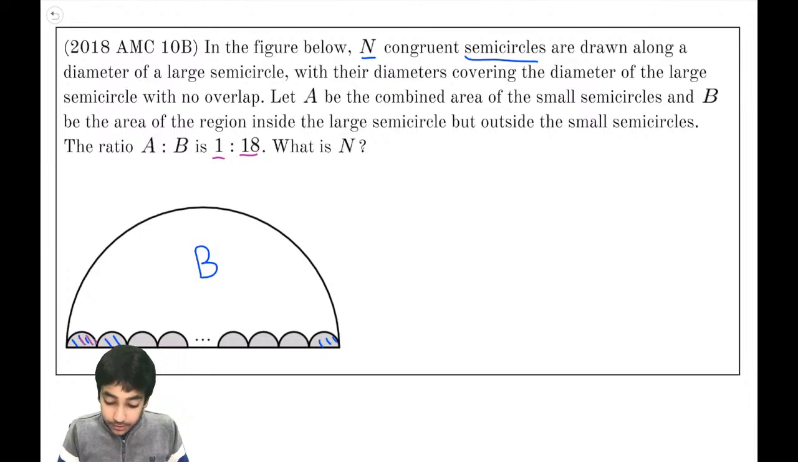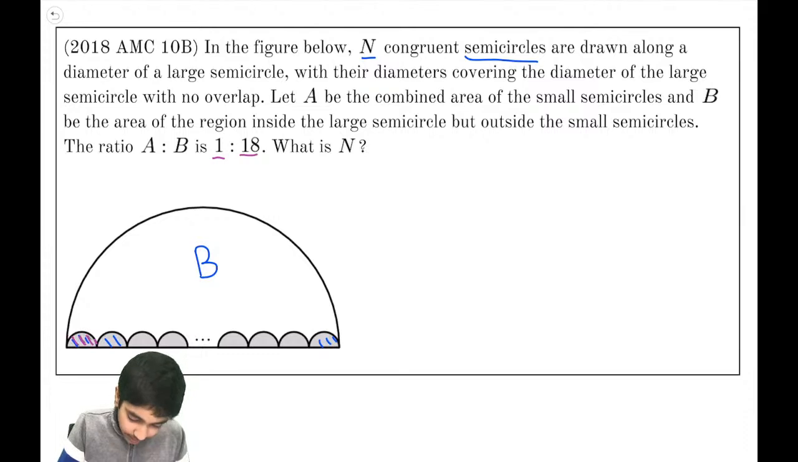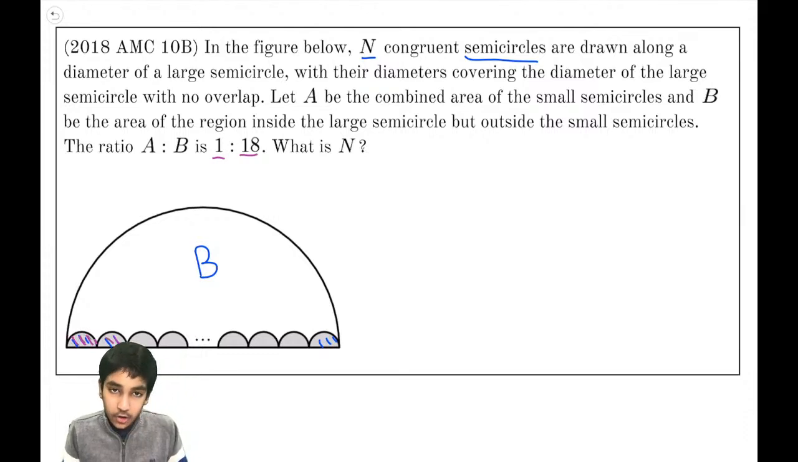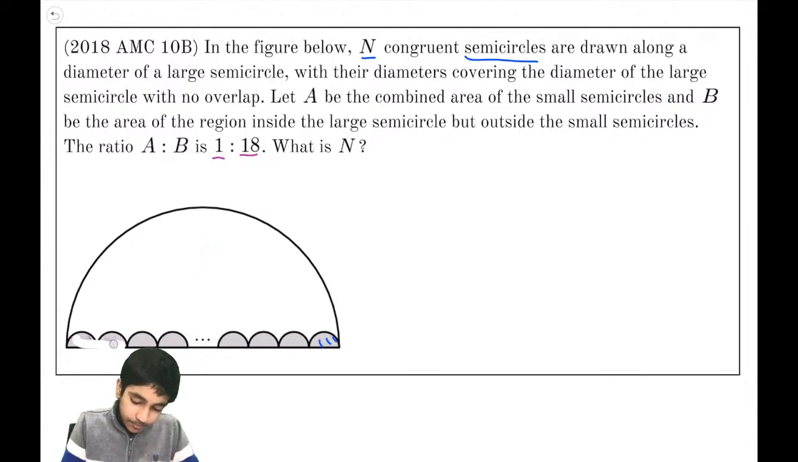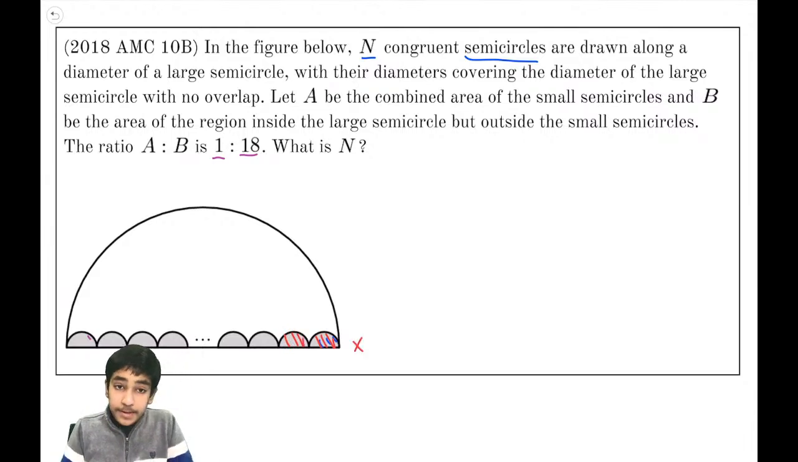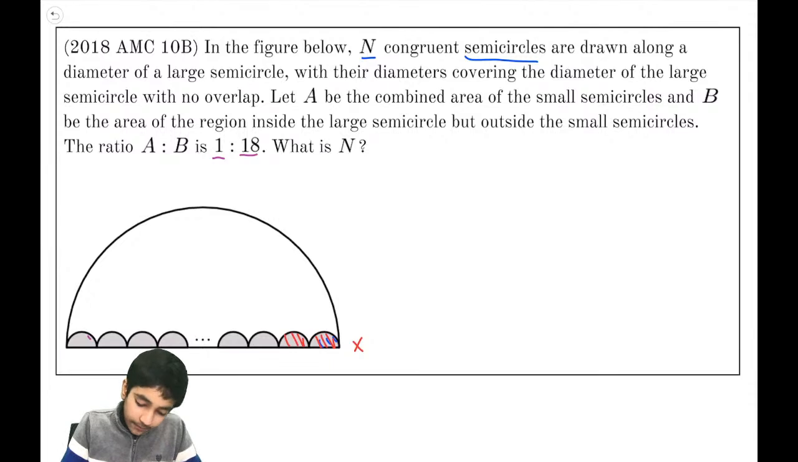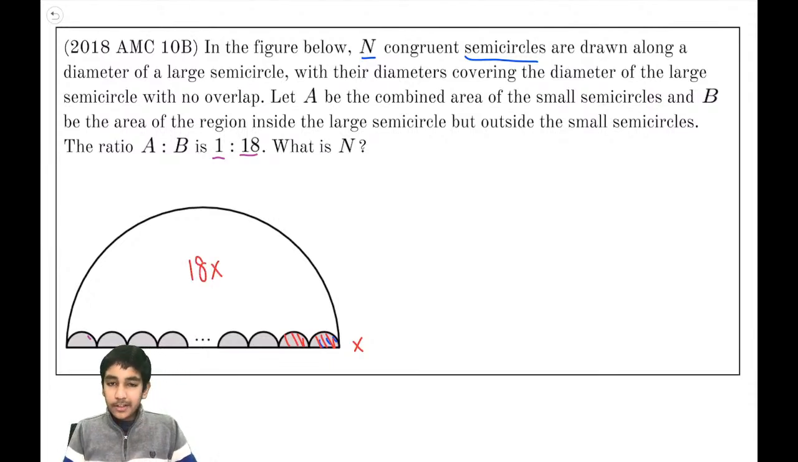So the ratio of the gray region, all this gray region, to the white region inside the semicircle is 1 to 18. Not the whole semicircle, just the white part inside it. So that means if this gray region has an area of x, then all the white region inside the semicircle will have to have an area of 18 times x. Okay, so what can we do from here?